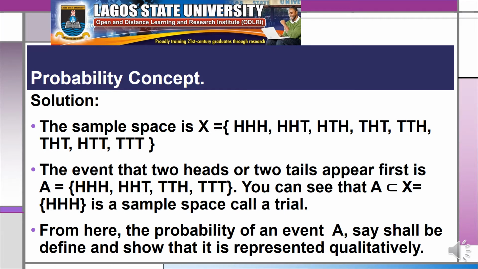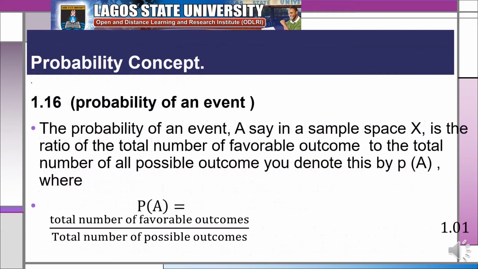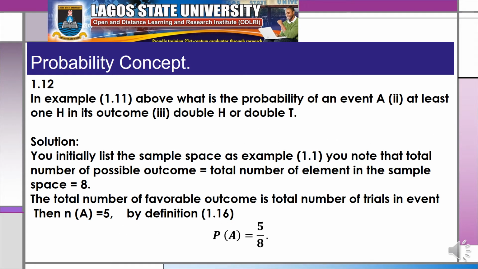From here, the probability of an event A shall be defined and shown to be represented quantitatively. The probability of an event A in a sample space S is the ratio of the total number of favorable outcomes to the total number of all possible outcomes, and is denoted by P(A), where P(A) is equal to the expression in 1.01. In Example 1 above, what is the probability of an event A? 2. At least one head in the outcome. 3. Double H or double T.